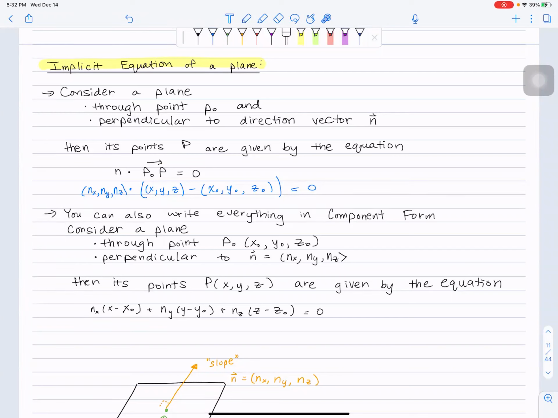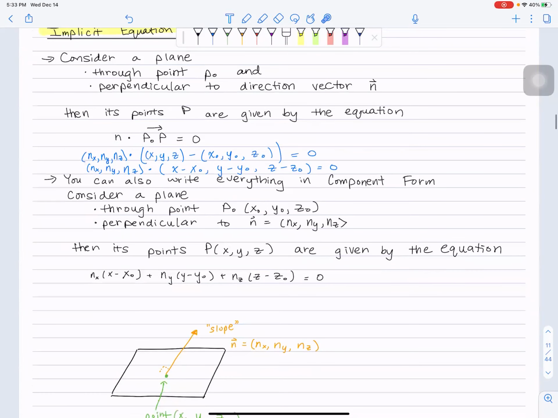And you see that if I simplify this dot product, what do I get? I get x, y, z dotted with x minus x naught, y minus y naught, z minus z naught equals 0. When I do out that dot product, I'm multiplying components. So I have nx times x minus x naught, plus ny times y minus y naught, plus nz times z minus z naught. So that's always the equation of your plane, and you always need some normal vector. You can think of it as your slope or like your direction vector.